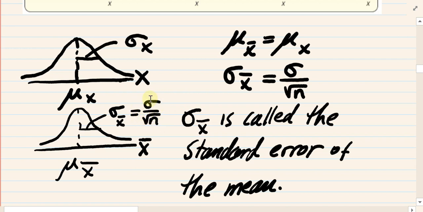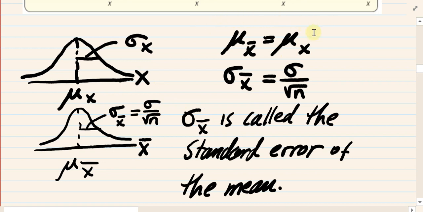This number will always be less than the one you started with up here because you're dividing by a positive number, which is greater than 1, by the way. If it was less than 1, it would be different, but it's greater than 1 because your sample size is usually large, greater than 1. We cannot have fractions or decimals for samples. So anyway, sigma X bar will always be less than sigma X because of this formula.